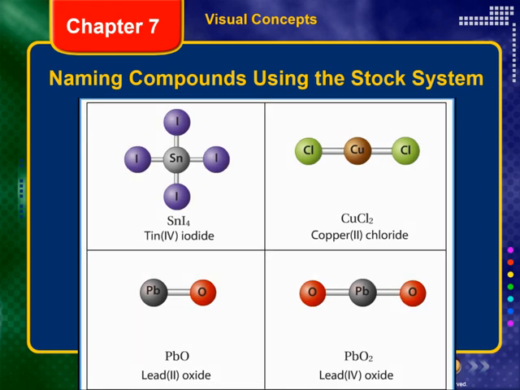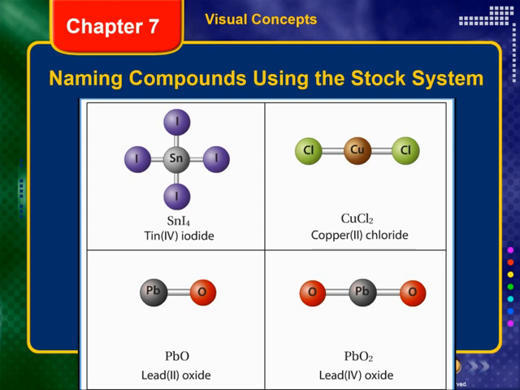When using the Stock system, you first must understand the situation in which you are going to use it. You're going to use the Stock system for an ionically bonded compound, but the cation has the potential to form multiple charges. Now, this is essentially going to be transition metals bonding with nonmetals. However, not all transition metals can form multiple charges. For example, zinc always has the same charge, or silver always has the same charge. But tin, copper, and lead can form different charges.